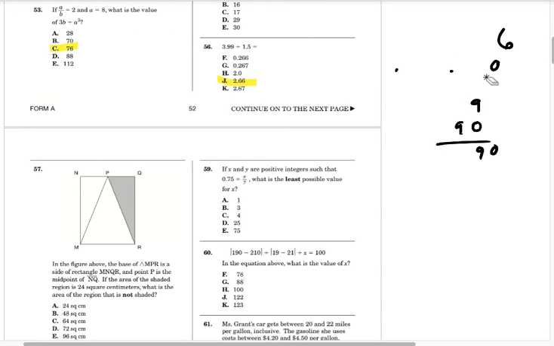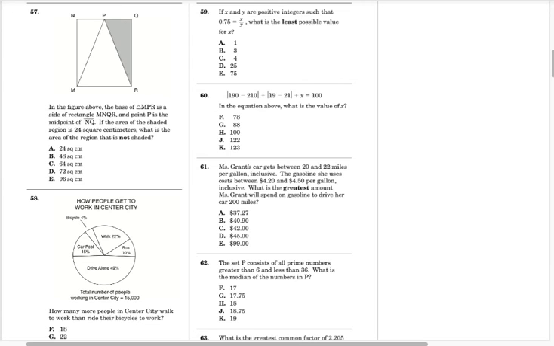All right. So moving on to the next page, number 57. We have 3 sections here. The shaded section is 24. And we want to know what is the area of the region not shaded. So you need to recognize that this big triangle can be cut in half. Now all 4 sections are the same. And we have 1, 2, 3 that are unshaded. So 3 times 24 is 72.